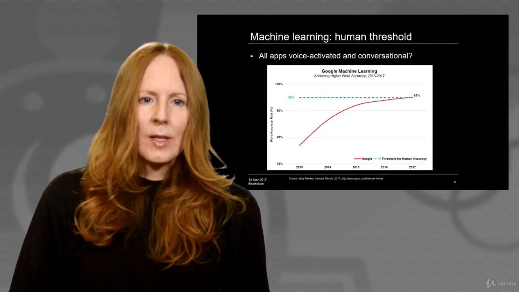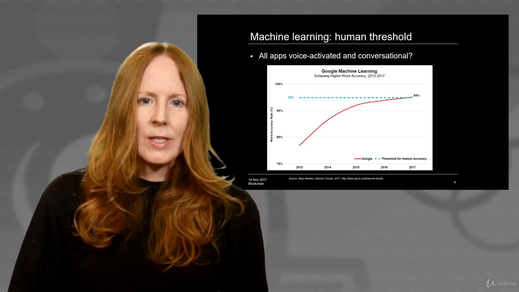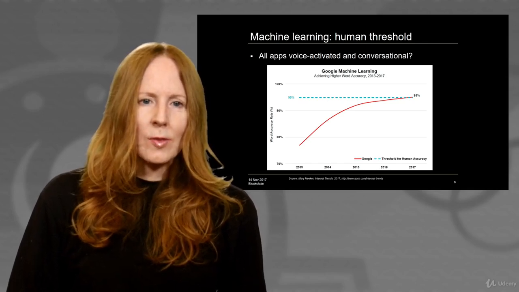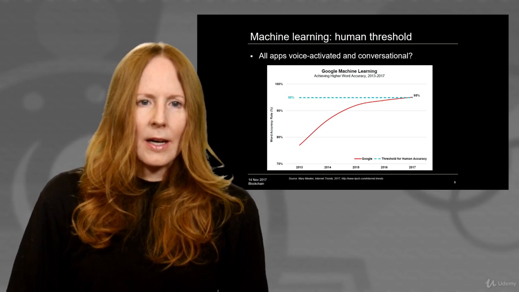The current news in May of 2017 was that Google's deep learning algorithms reached a 95% threshold of machines being indistinguishable from humans at recognizing objects.